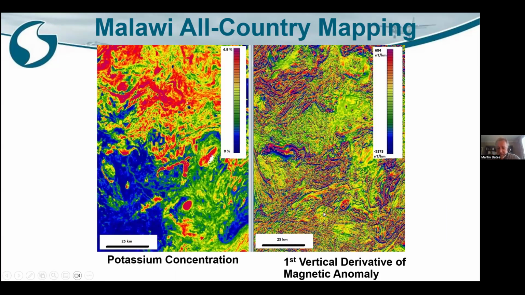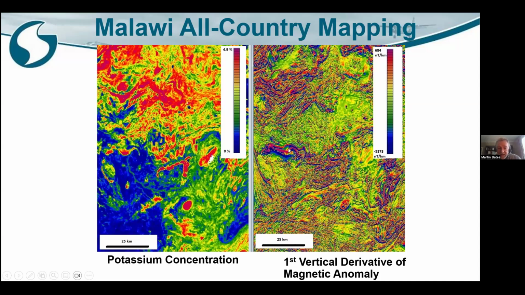Can you see my cursor? I don't know. Can you see a little blob here? So there's a nice magnetic body there. That's some sort of intrusion. And it has a very strong potassium concentration associated with it. So that clearly is some kind of granitic body that's intruded in there. You go there, and you're going to find something sticking through the ground, I'm pretty sure.